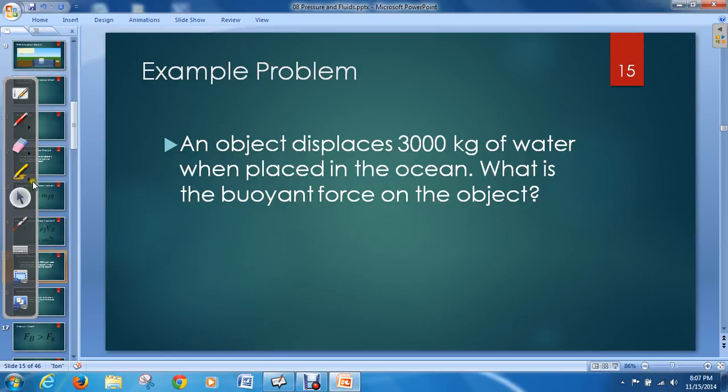Was the buoyant force on the object? Okay, so this one gives us the mass of the fluid displaced. So in that case, we're going to want to use the first version. Okay, so we know it's 3,000 kilograms.